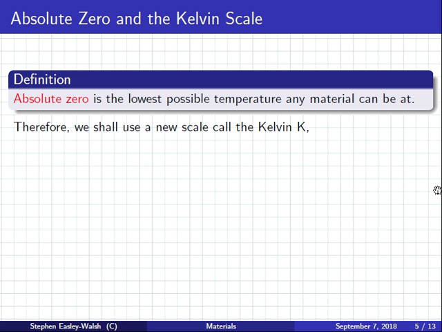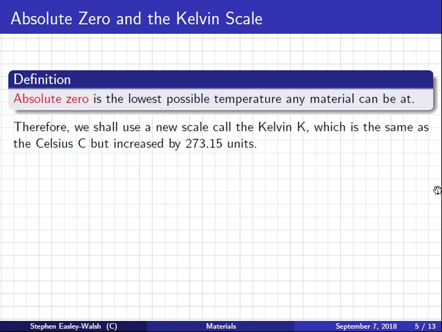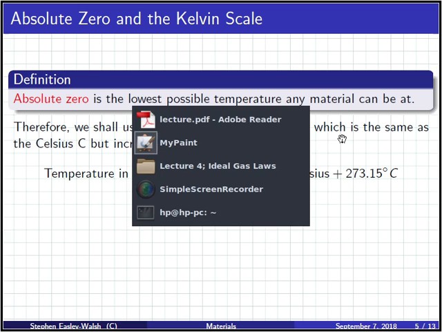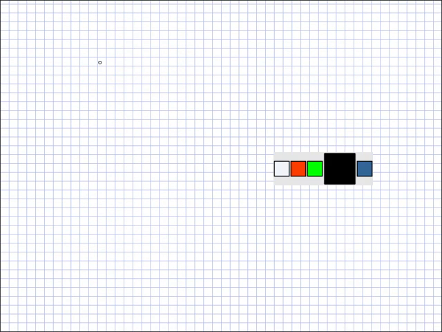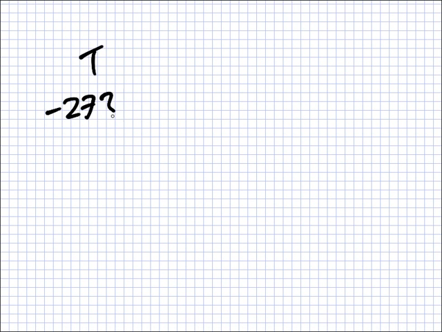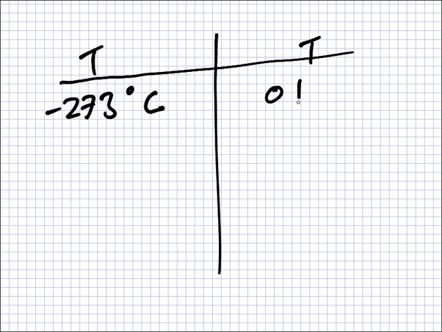Now, this gives us the idea we shall use a new temperature scale called Kelvin, which is the same as Celsius, but increased by 273.15 units. So we say the temperature in Kelvin is the temperature in Celsius plus 273. So, for example, if the temperature is minus 273 Celsius, we say in Kelvin that's zero Kelvin. And if it's minus 272 Celsius, we say that's one Kelvin.